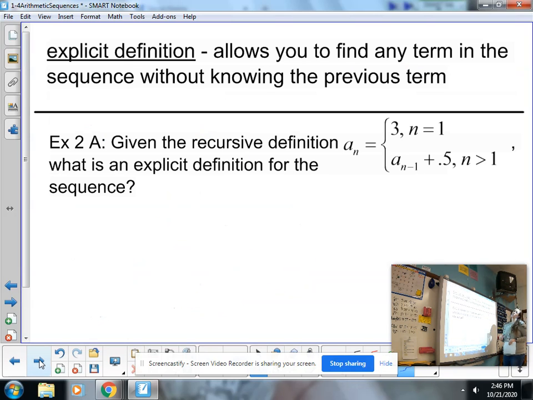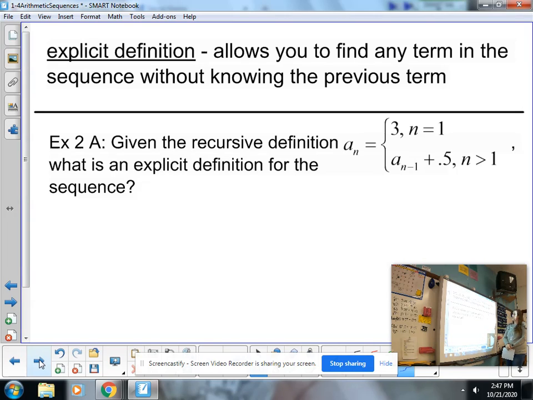And that's where our next formula comes in. The explicit definition is going to allow you to find any term in the sequence without knowing the previous term. So explicit definition, we can jump to whatever term we're looking for without having to know all the terms leading up to it. And that brings us to example 2a.